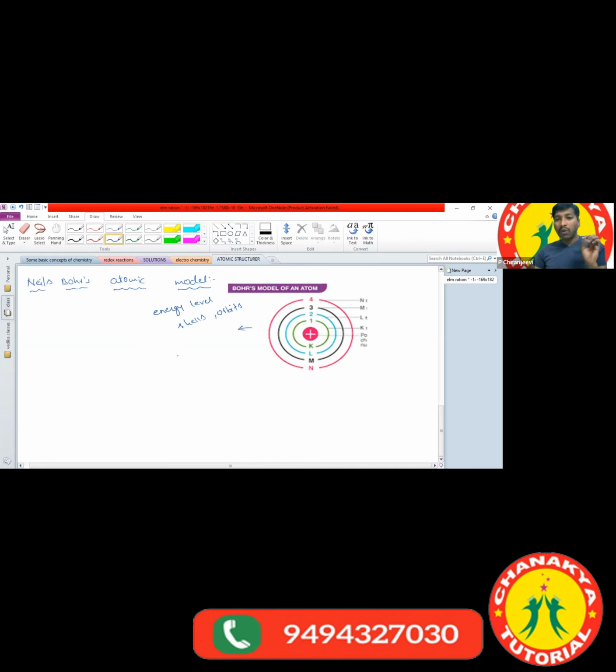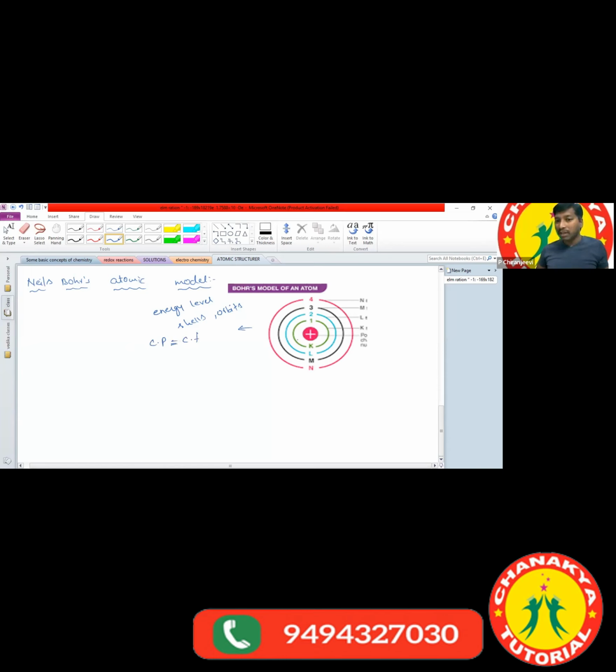Now, when the electron is revolving in a circular path with high velocities, it is not losing energy and it is not gaining energy. Why? Because the centripetal force and the centrifugal force are the same.